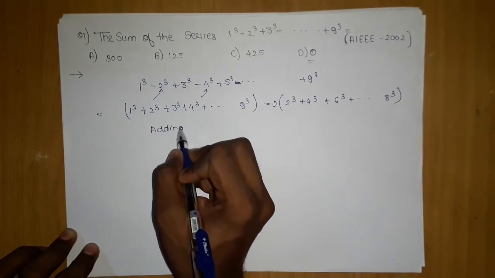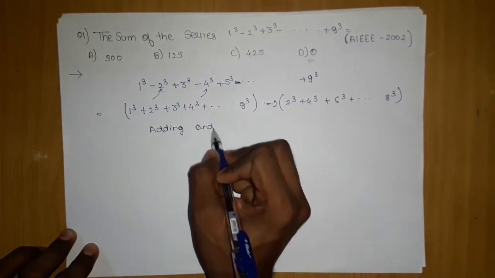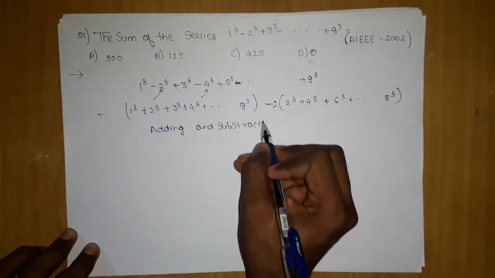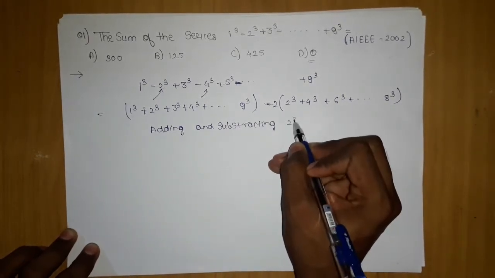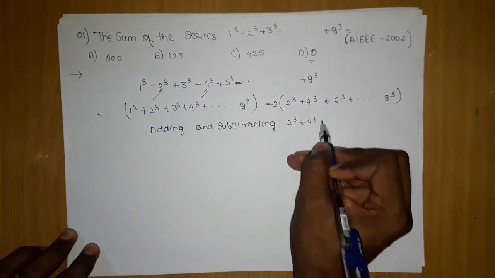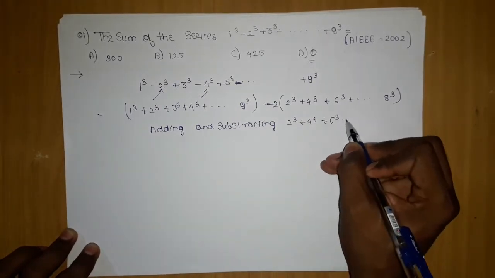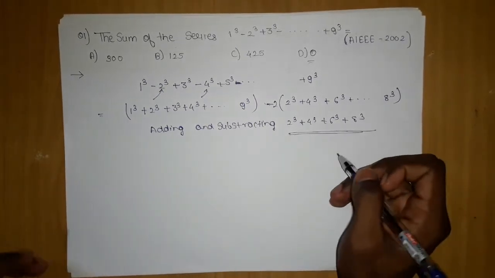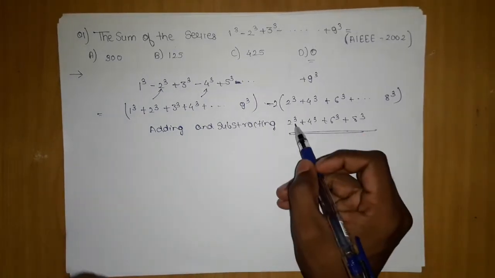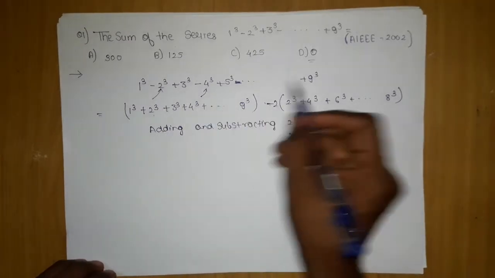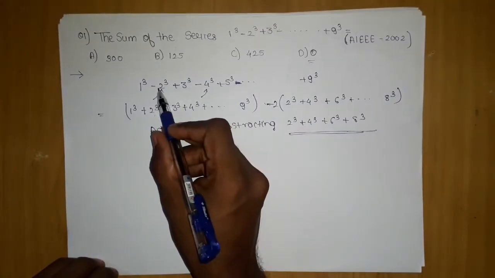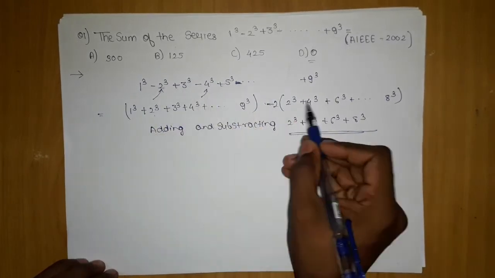I will tell you what I did: adding and subtracting 2 cube, 4 cube, 6 cube, 8 cube. Although I should not write this, it is for your understanding. Now when I add them, they will add on and it will be from 1 to 9 cube. But when I subtract them, there will be negative already, so they will become twice.